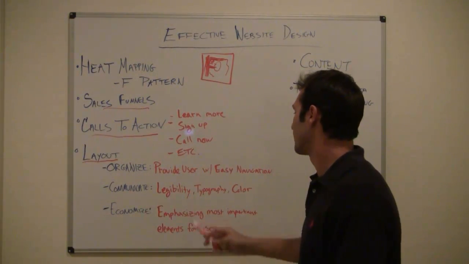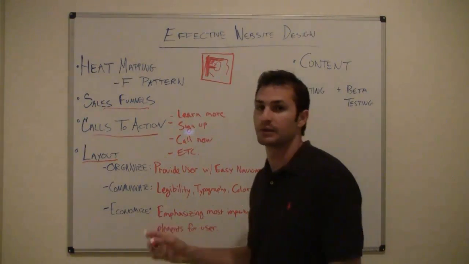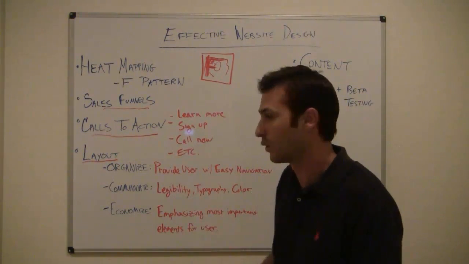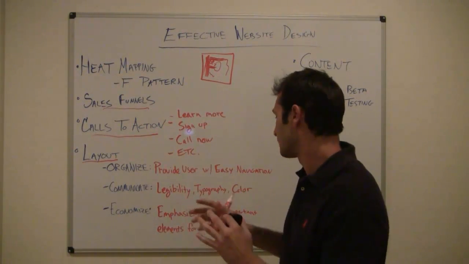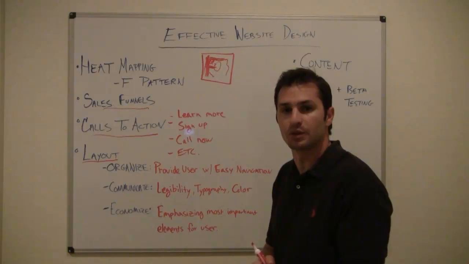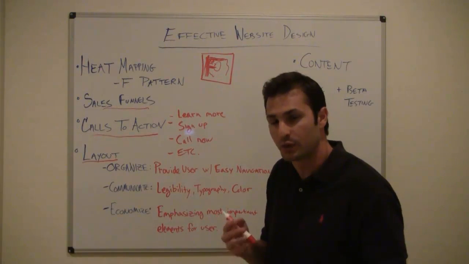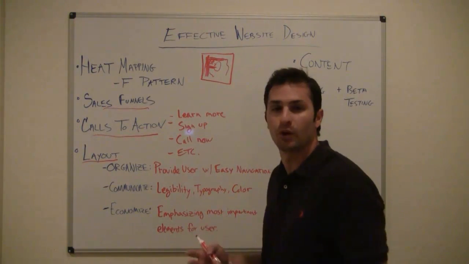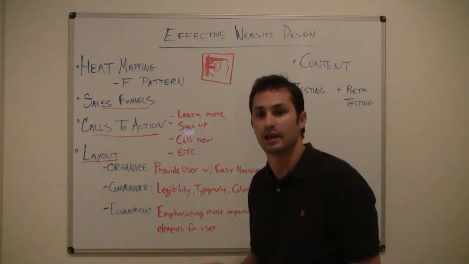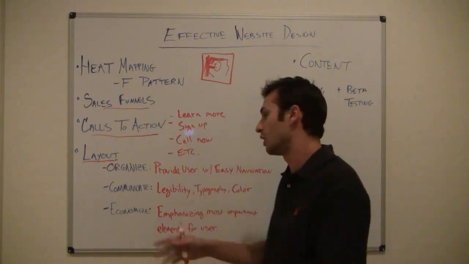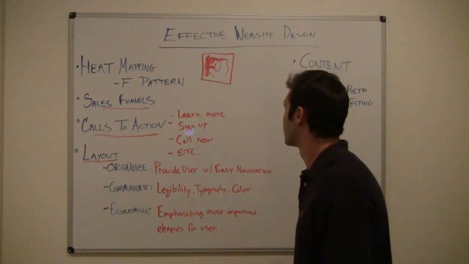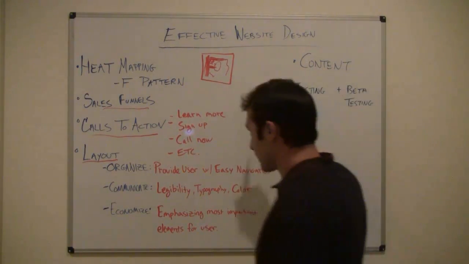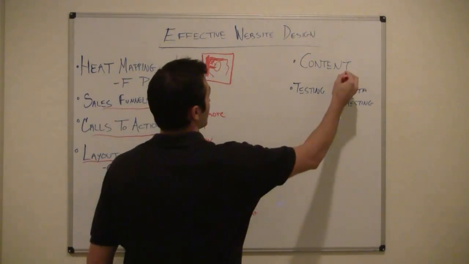Economize, so emphasizing the most important elements for your user. So things like bolding, or a nice window with content that is the most important for them. You decide what is most important for the end user, and then you emphasize those points while following these other rules, while keeping it clean. That's the thing.